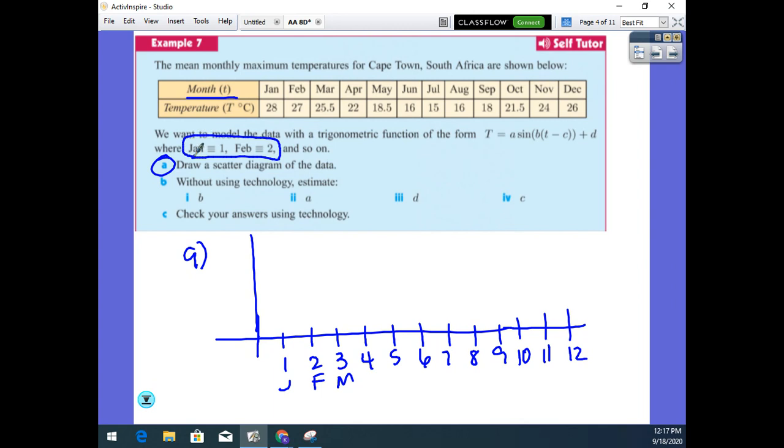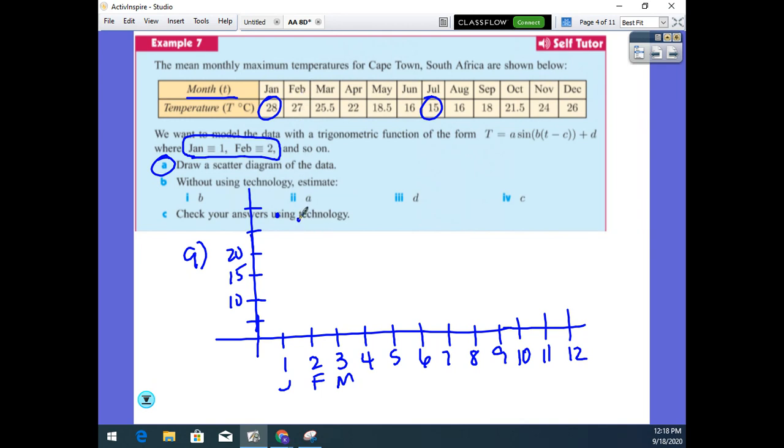Okay, so then we're going to graph. Notice we've got to look for our high points and our low points. All right, so 28 is the high, 15 is the low. So I'm going to go up by 5, 10, 15, 20, 25, 30. And that should get me pretty close. All right, so January 28.